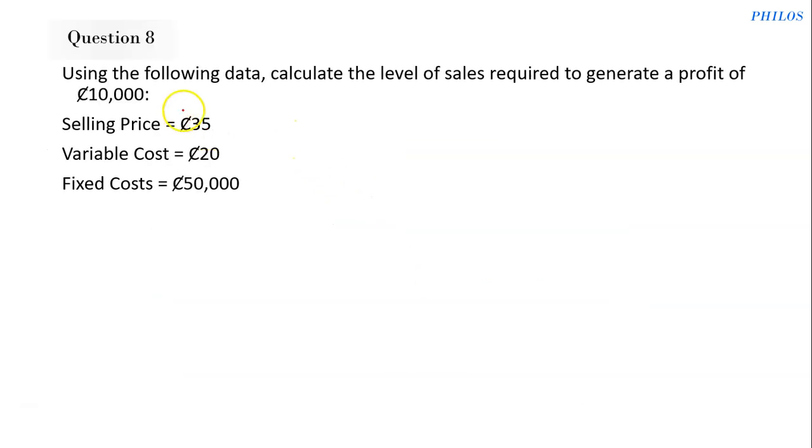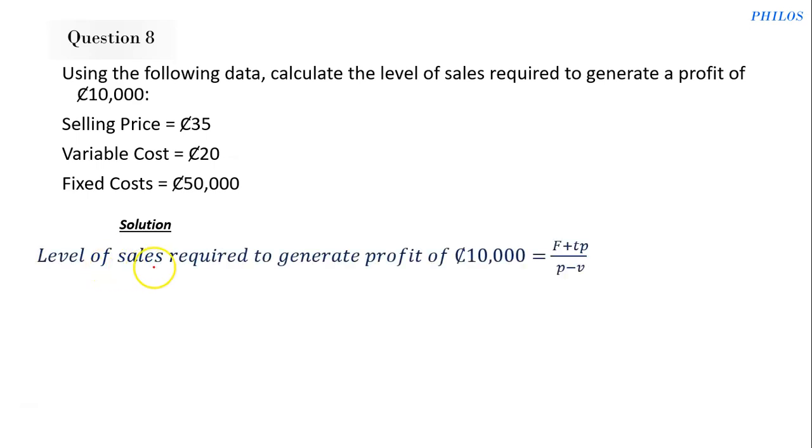Question 8. Using the following data, calculate the level of sales required to generate a profit of 10,000 cedis. Selling price equals 35 cedis, variable cost is 20 cedis, and fixed cost is 50,000 cedis. So to solve this, we are going to use the break-even point formula. But here, we are going to add a target profit to the fixed cost. So we write the formula as level of sales required to generate profit of 10,000 should be equal to the fixed cost plus target profit divided by P minus V.